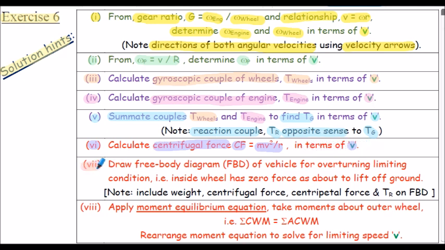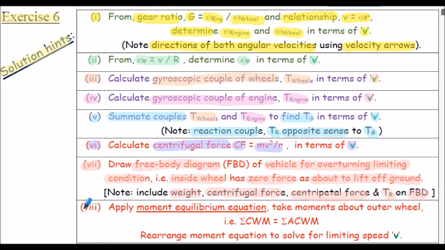Step 7, now we're going to draw a free body diagram of the vehicle for the overturning limiting condition. And this condition is when the inside wheel has zero force applied to it, because at the limiting condition, the inside wheel is just about to lift off the ground. Note for reference, we must include the weight force, the centrifugal force, the centripetal force, and the reactive gyroscopic couple on the free body diagram. In this solution, we're essentially considering the dynamic situation, that is the vehicle travelling around a corner in static equilibrium.